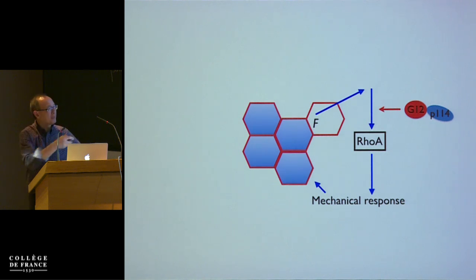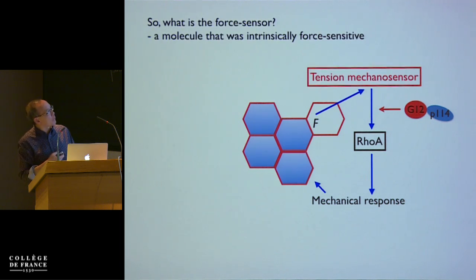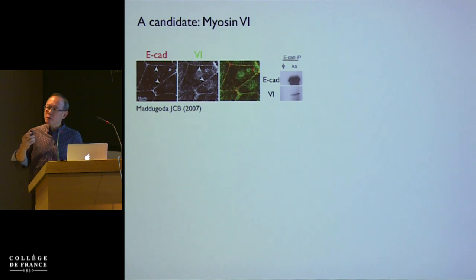Perhaps the more interesting, this is kind of standard cell biological signal pathwayology, right? Perhaps the more interesting question was what came in between the arrows. There must be, we thought, a protein that was intrinsically able to sense and respond to forces that would ultimately couple to the Rho activation pathway. There must be a mechanosensor involved. And for various reasons that are all totally parochial, we were interested in myosins.